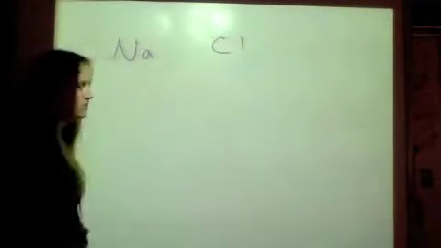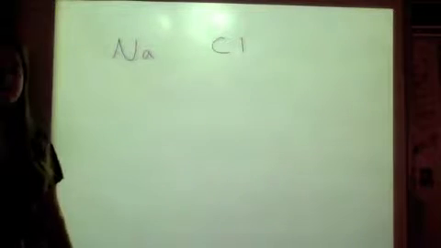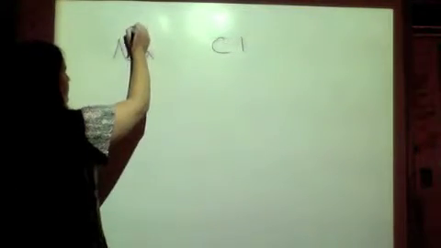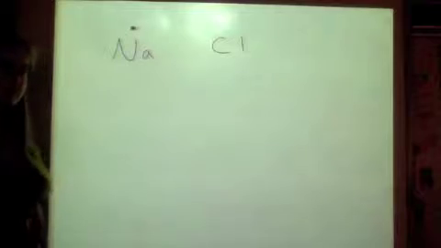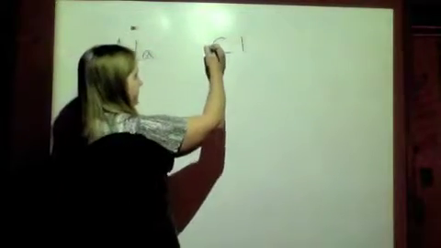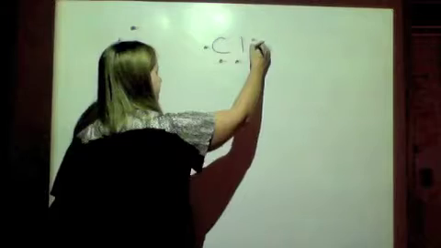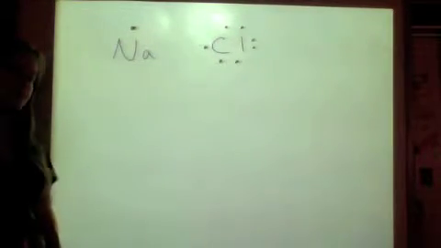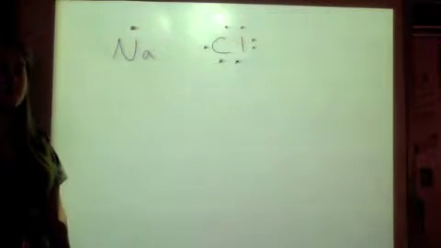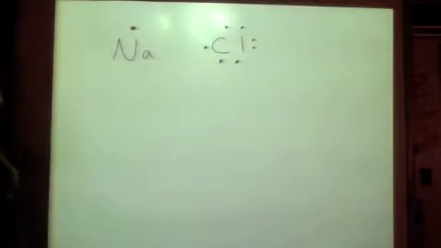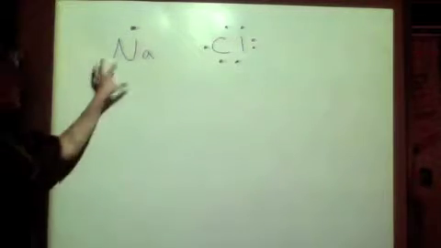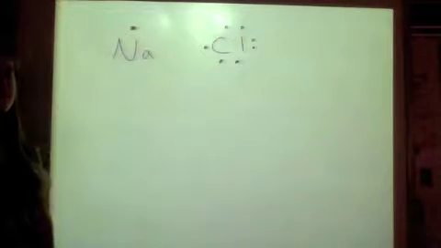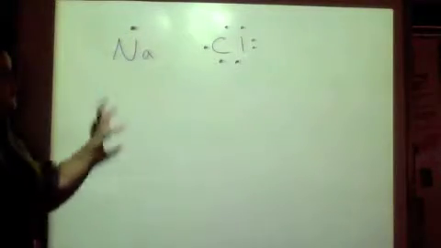So, an ionic bond is between a metal and a nonmetal. So Na and Cl. Na has 1 valence electron, so it's going to have 1 dot. Chlorine is in group 17, so it has 7. When these two get close to each other, they want to bond. Both of them are very, very unstable by themselves. So, in order to do this, it forms an ionic bond because we have a metal and a nonmetal.